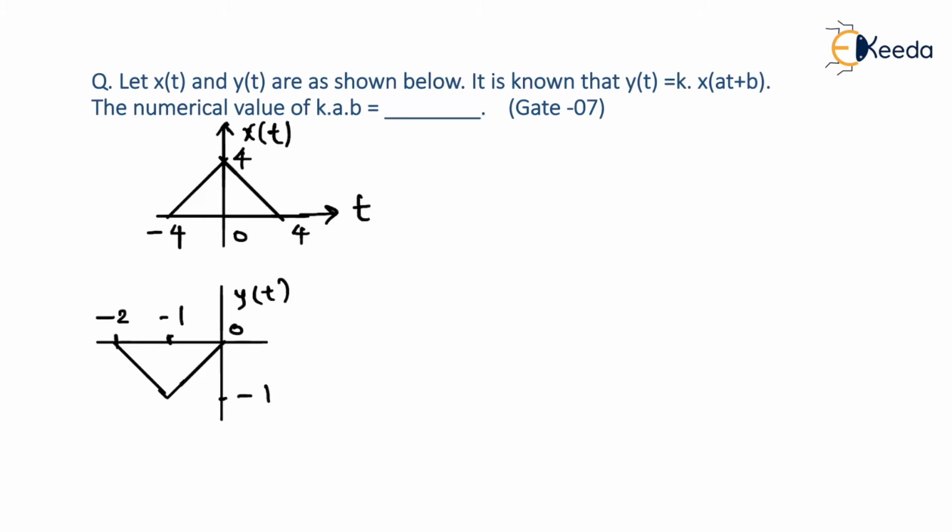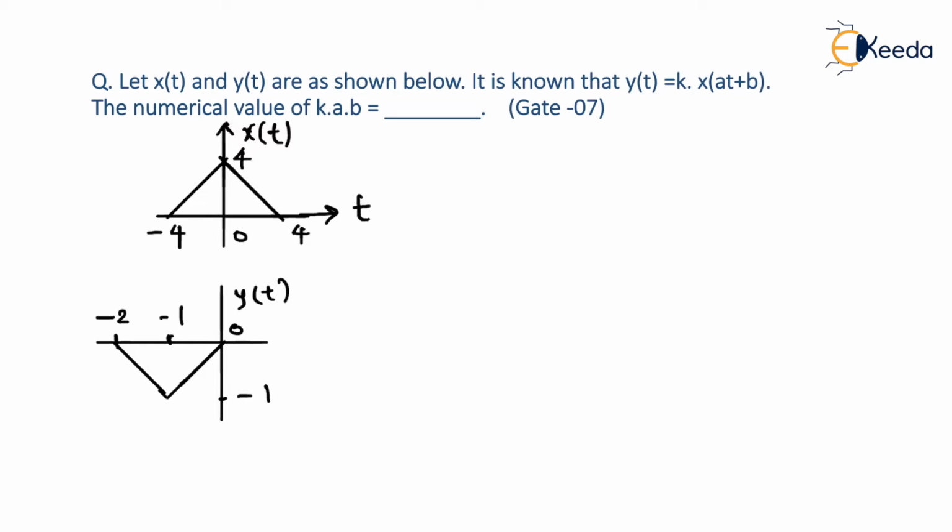First question has appeared on the screen. Let x of t and y of t be as shown below. It is known that y of t is k times x of at plus b. The numerical value of k dot a dot b is equal to?